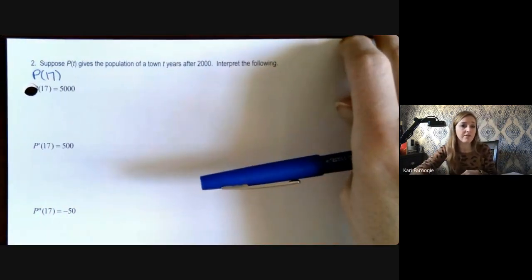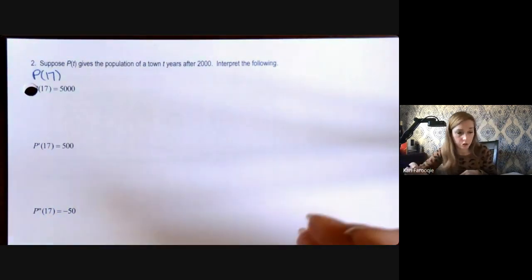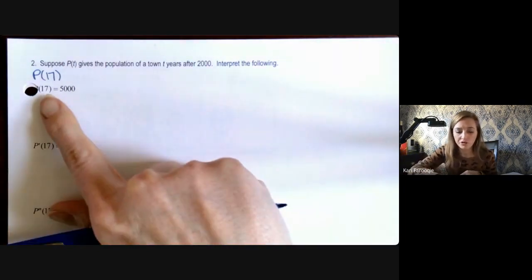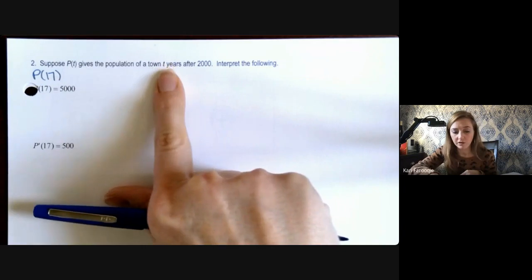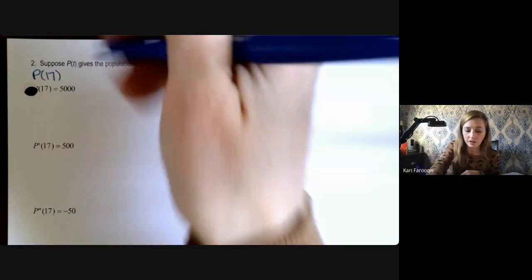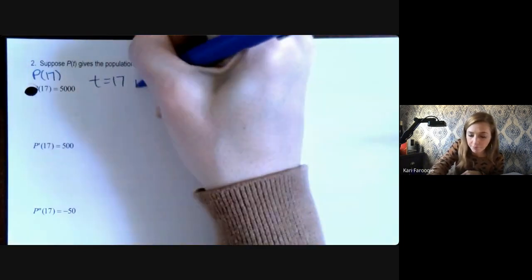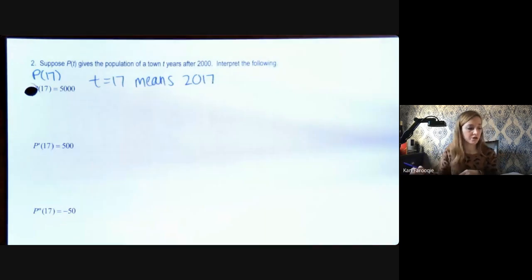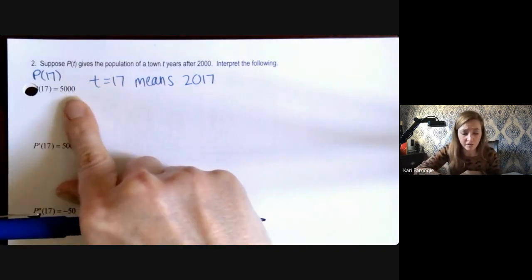So we're not even asked to really do anything with a function here. I'm not giving you a function. We're just interpreting what this means. So we're talking about P of t. t is a number of years after 2000. So if t is 17, we're talking about the year 2017. And if our population is P of t, then you're being told that P is 5,000.